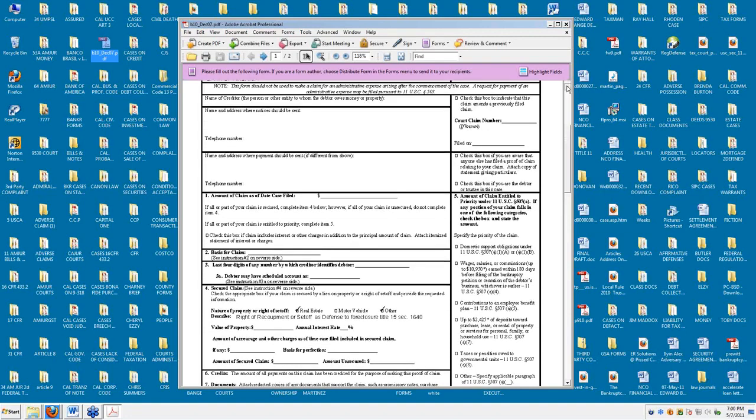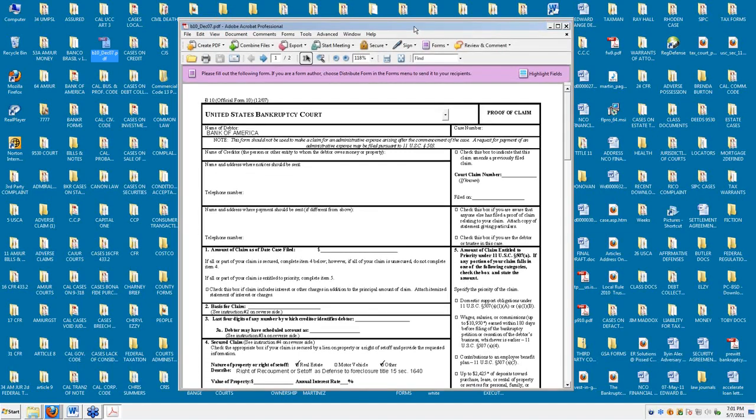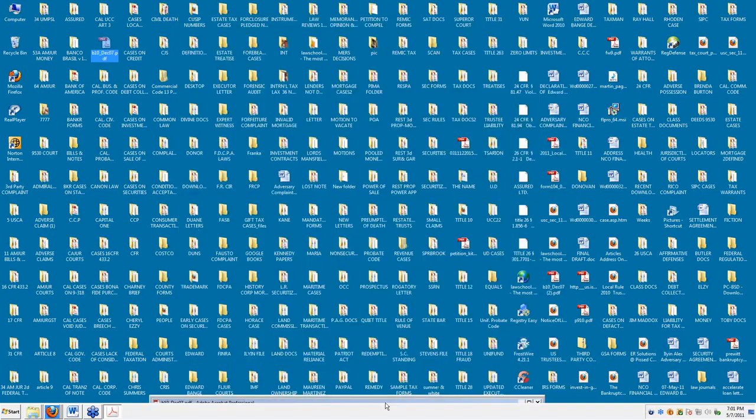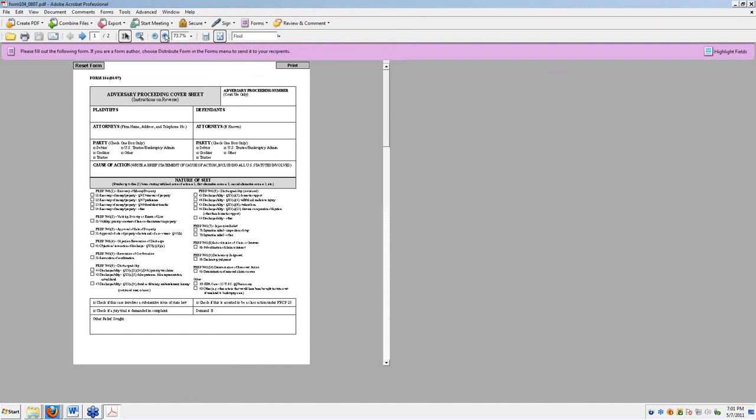Then you got to do the cover sheet. I'll have all this done next week. Okay, so here's the cover sheet. Here's the cover sheet you got to do. You're going to have this ready so our listeners can have it before next Saturday?